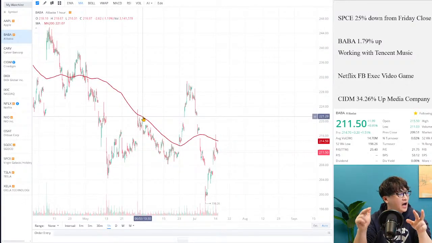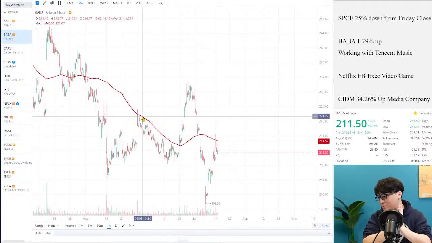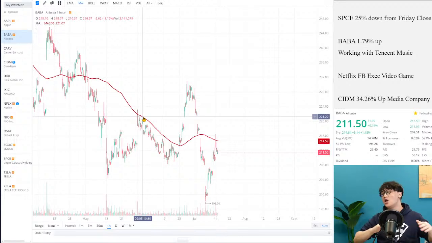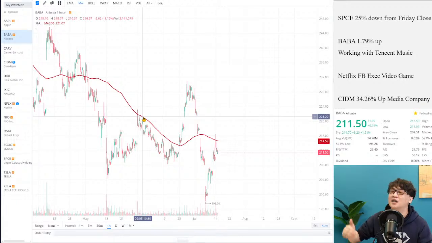This is interesting. Alibaba is trading high, and why I think it's going to be very interesting is because of BAT. Have you heard of BAT? B, A, T: Baidu, Alibaba, and Tencent. BAT, three huge tech giants in China.